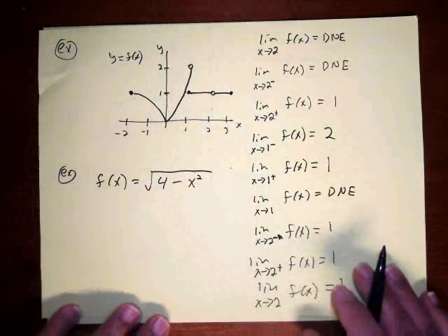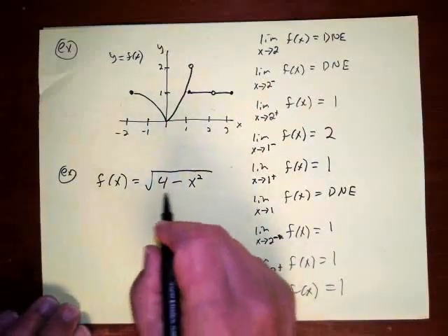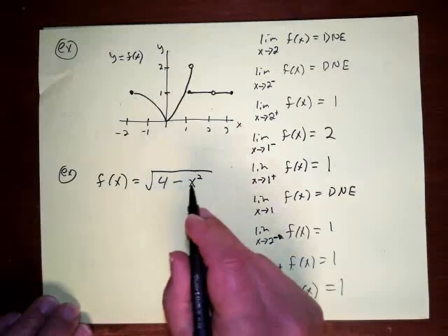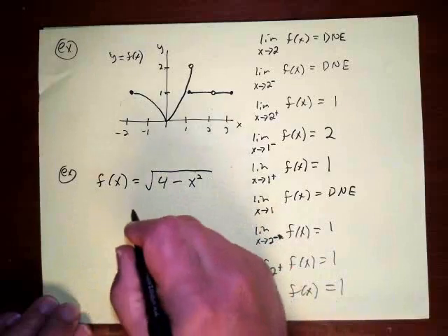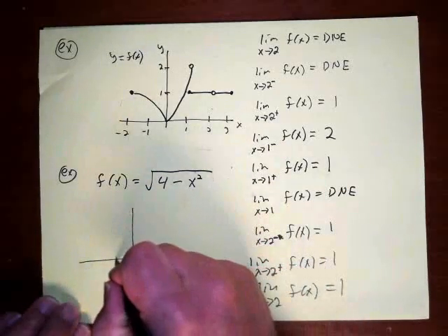And so there's all kinds of questions you could ask there. So let's look at this next one. If you recognize this, anytime you have a number minus x squared underneath the radical, this is a semicircle. So this is actually a semicircle with a radius of 2.